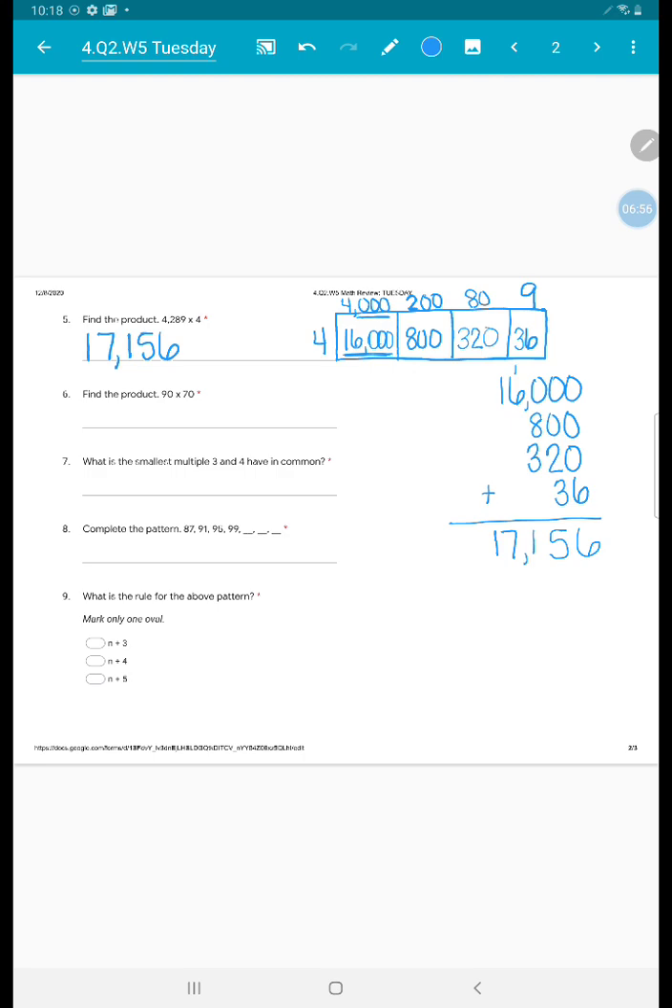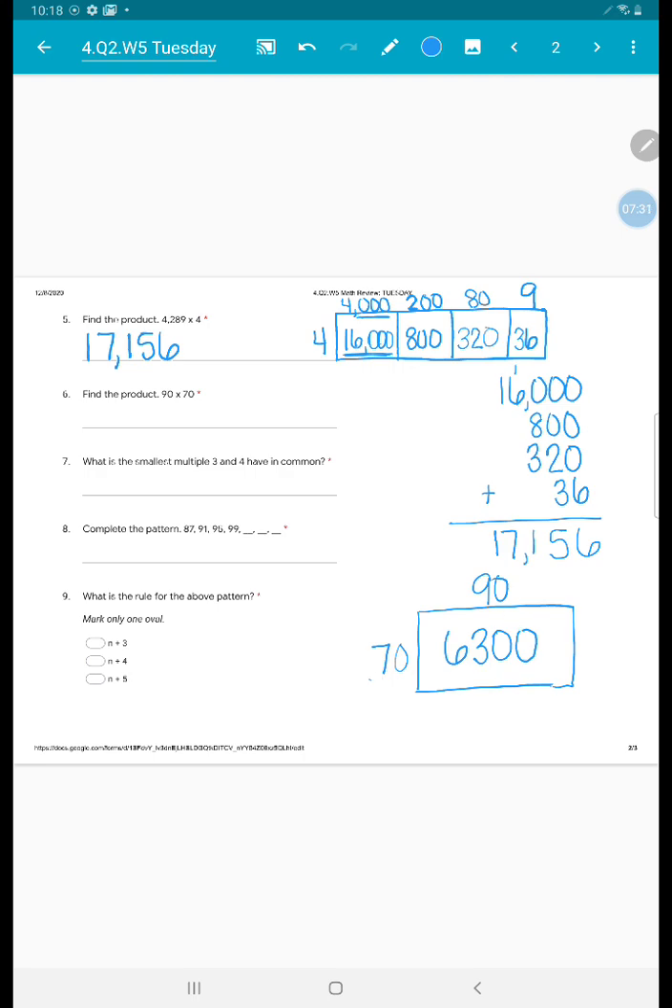Find the product of 90 times 70. I know this one. How can we do 90 times 70, Cash? Put the 90 and then put the 70 over it, and put 90 times 7, 63. 9 times 7 is 63. All right. And then put both your zeros and get 6,300.